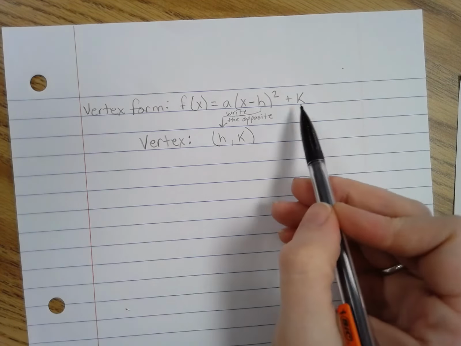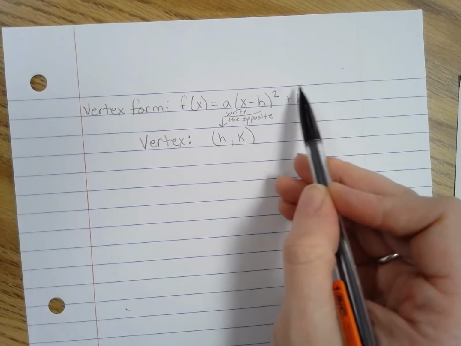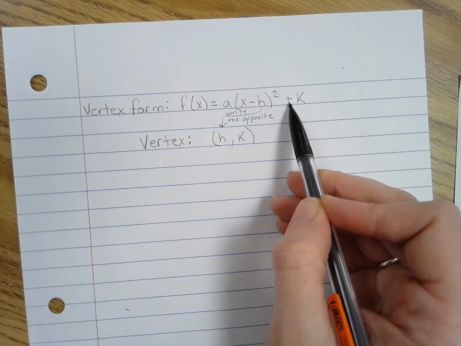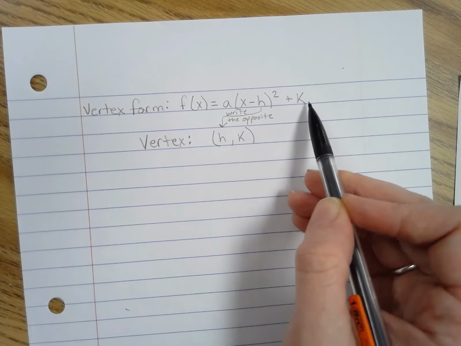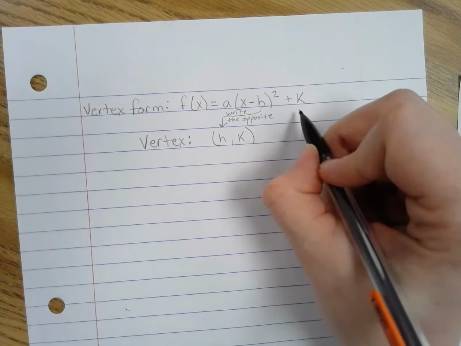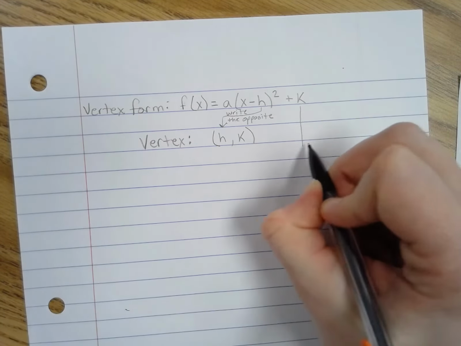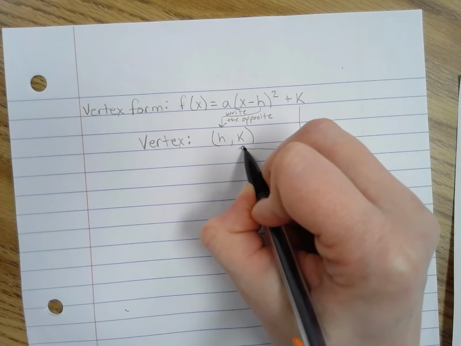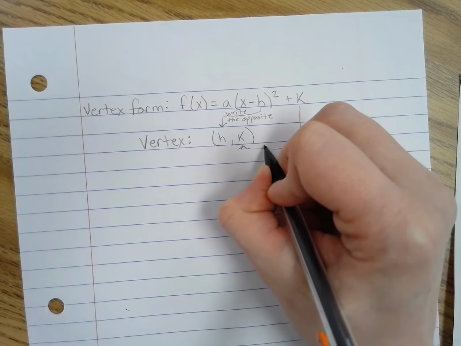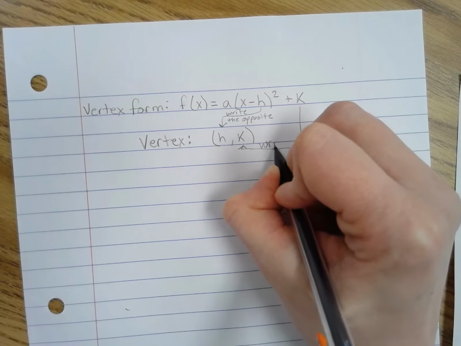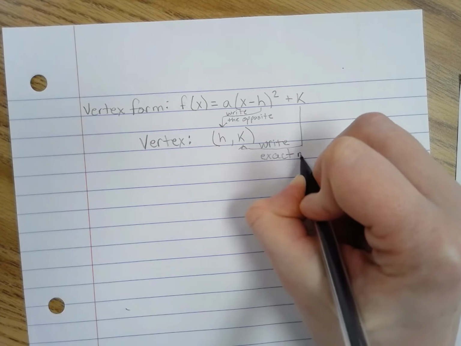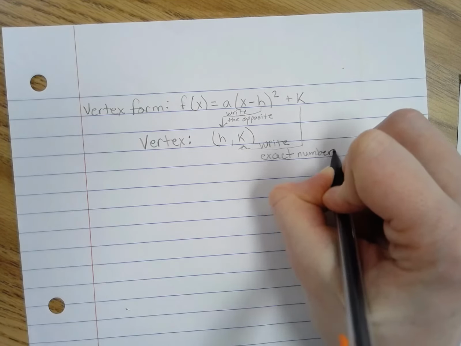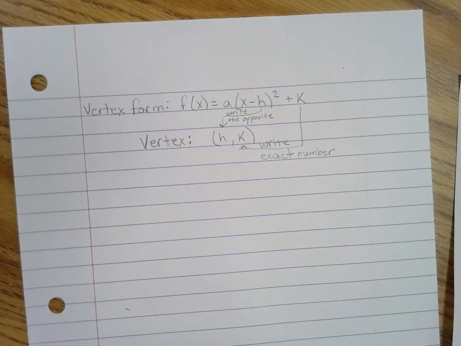For the k value here on the outside, you write down exactly what you see. If you see a plus a number, you write down that number. If you see a minus a number, you're going to take the sign with you. So for the k value, write exactly what you see. So that's how we will identify the vertex from the vertex form.